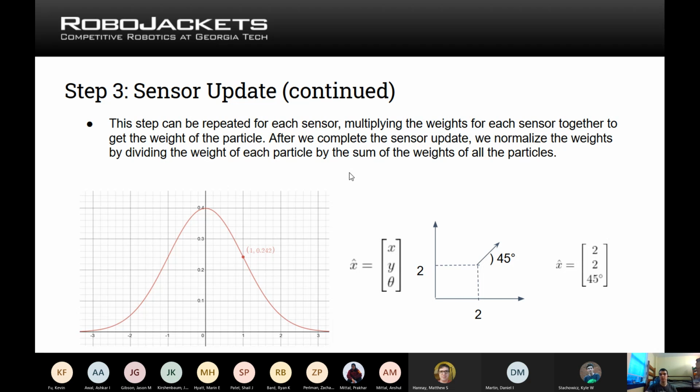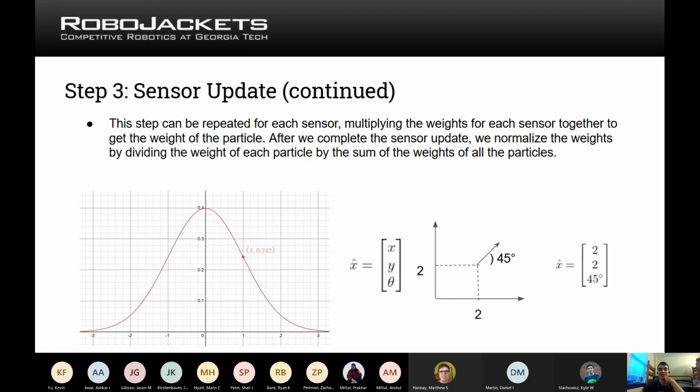So yeah, it's just a value associated with that specific particle. Kyle? In general, it's also usually considered like the conditional likelihood of receiving that sensor measurement given that you're in that state, right? Yeah, that's often a way of looking at it. Like I said, it can be looked at as a probability almost.